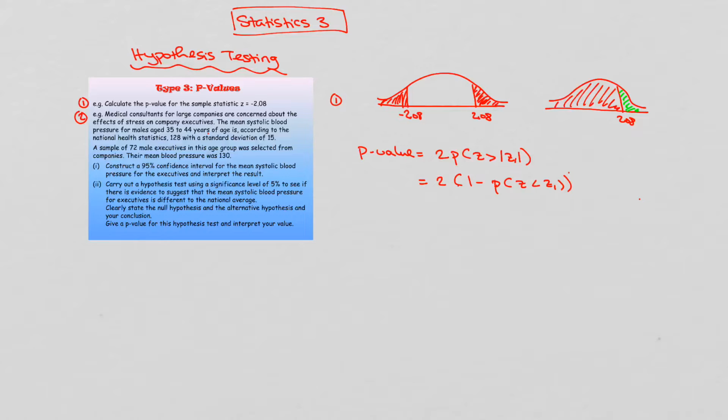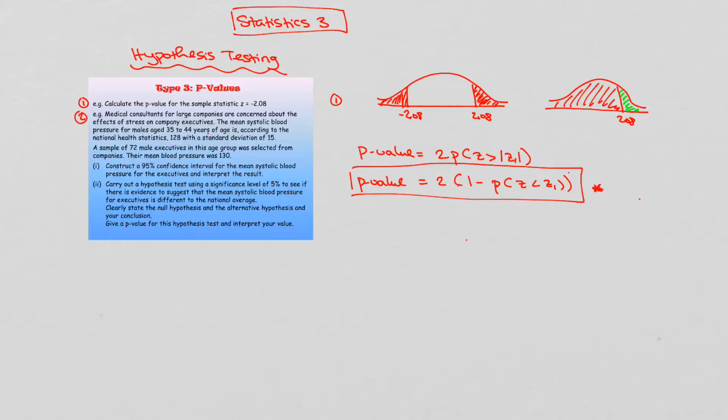Okay, so rather than remembering 2 times the probability that Z is greater than the absolute value of Z1, you're better off learning your formula for your p-value, because it's not in your maths tables, as 2 times 1 minus the probability that Z is less than Z1, because of the symmetry. Is that okay?